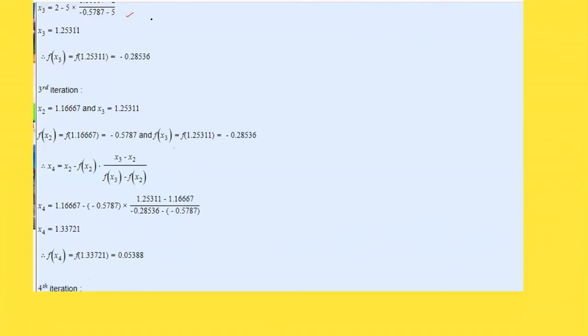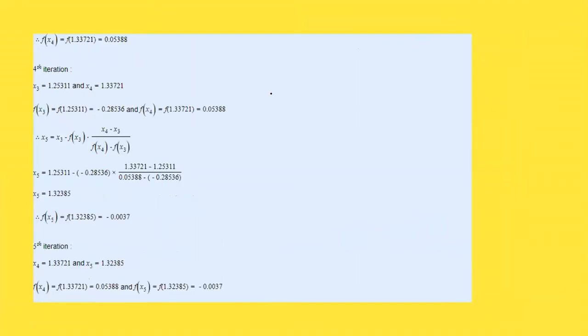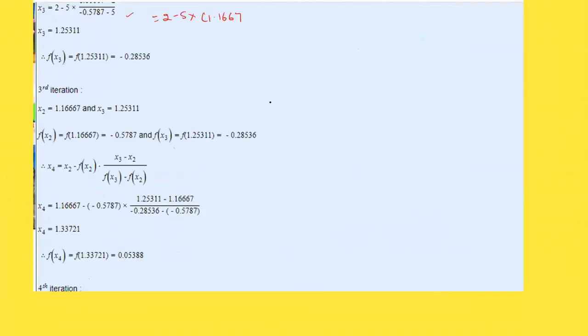So this is nothing but 2 minus 5 into 1.1667 minus 2, divided by minus 0.5787 minus 5. If you substitute this value, you will get 1.25311.